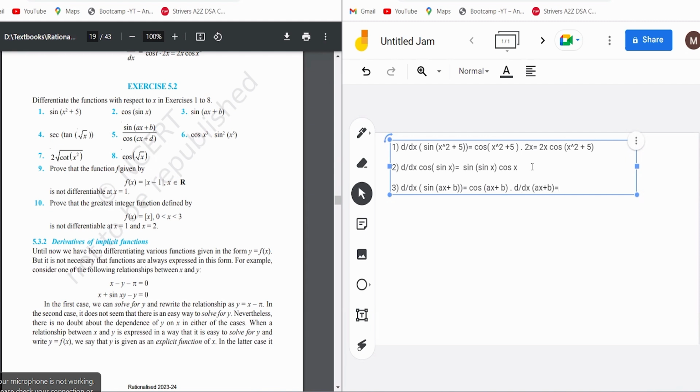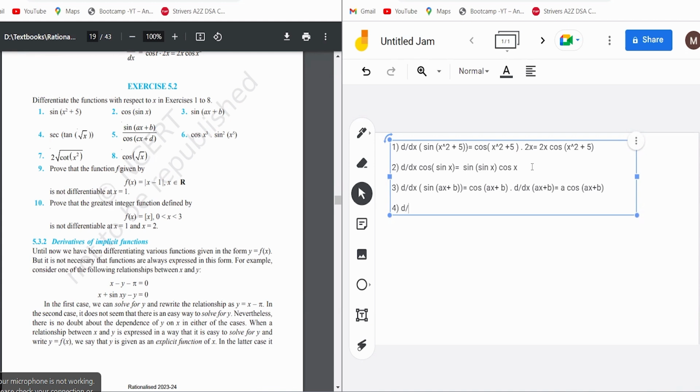So it would come out to be d by dx of ax plus b is nothing but a, because b is a constant. So differentiation of constant is 0. So our final answer would be a times cos of ax plus b. Simple. It's a very simple exercise. You can do it easily if you know differentiation.